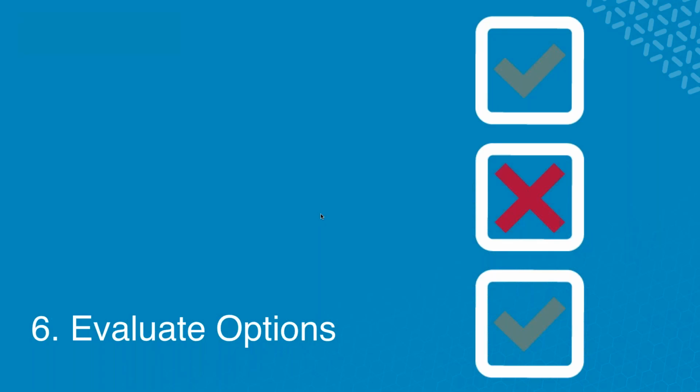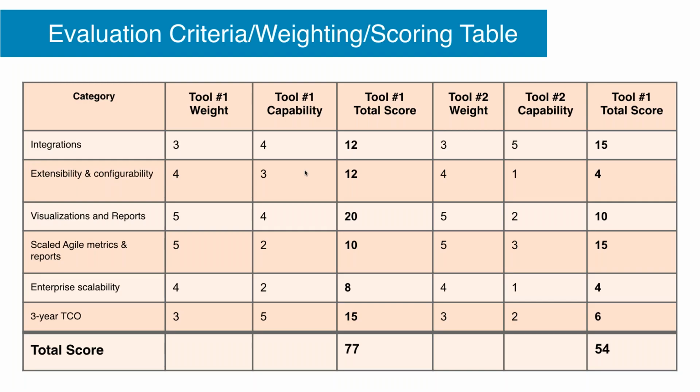So now we have to evaluate the options. You take a look at the tools. This is how I suggest you do it. You can do it in many ways, but I've just picked several possible broad categories. The steering committee has decided how to weight these categories. This is a scale of 1 through 5 over here in the tool number weight column. So they weight each of the categories.